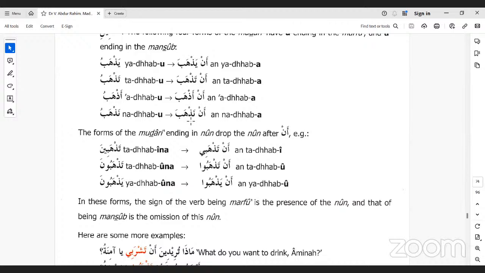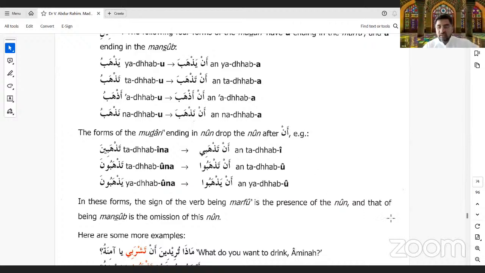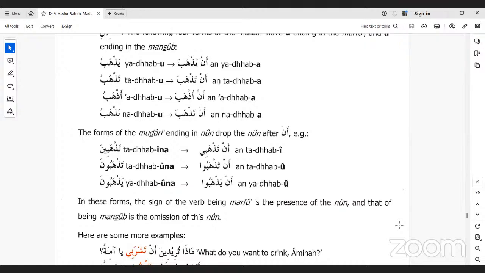It is mansoob. Is that clear? Sister Tahira, is that clear? Sister Sadiqa, assalamu alaikum rahmatullah. And Sister Ismat, is this clear for you so far? Of course. Yes, practice makes perfect, Sheikh, inshallah.